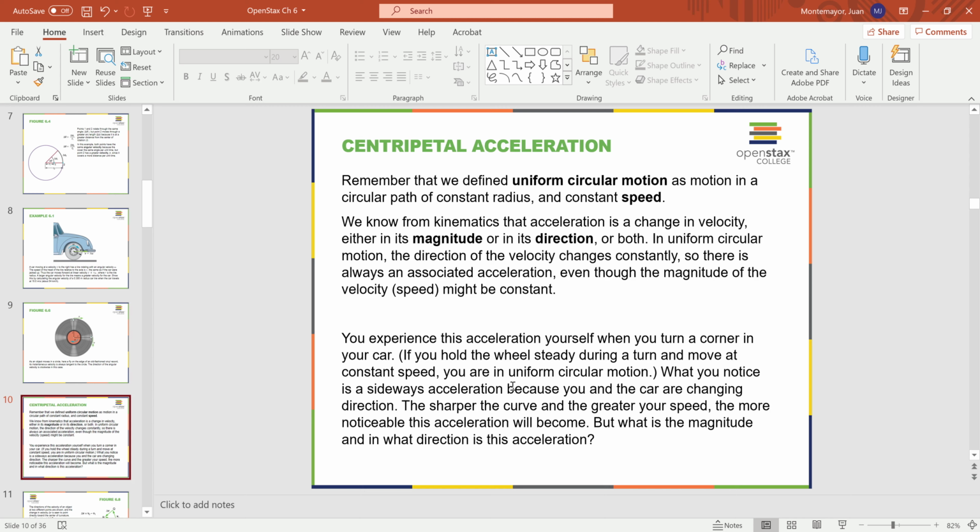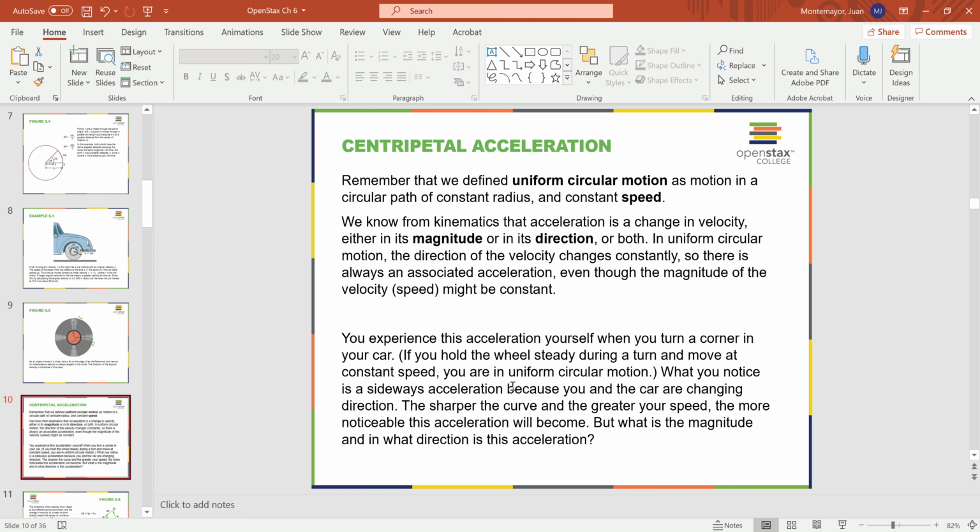So that brings us to centripetal acceleration. Remember that we define uniform circular motion as the motion in a circular path of constant radius and constant speed. We know from kinematics that acceleration is a change in velocity, either in its magnitude or in its direction or both. In uniform circular motion, the direction of the velocity changes constantly. So there is always an associated acceleration, even though the magnitude of the velocity, which is the speed, must be constant. You experience this acceleration yourself when you turn a corner in your car.